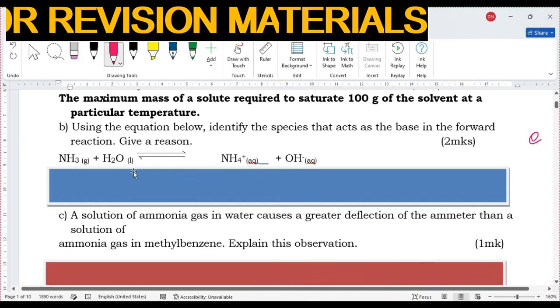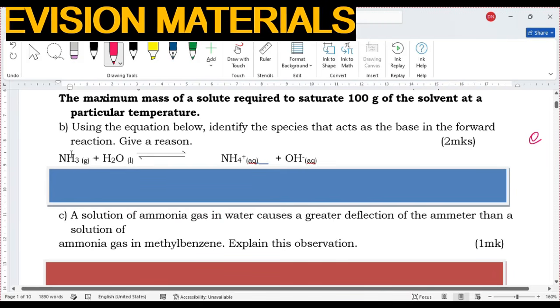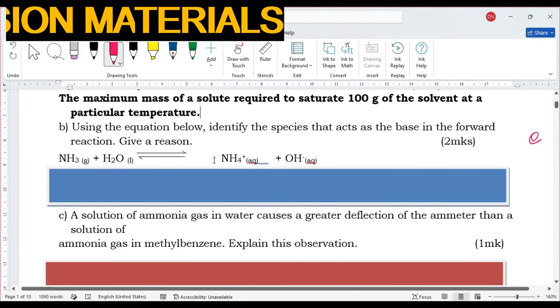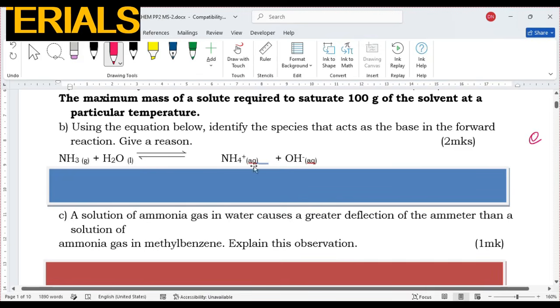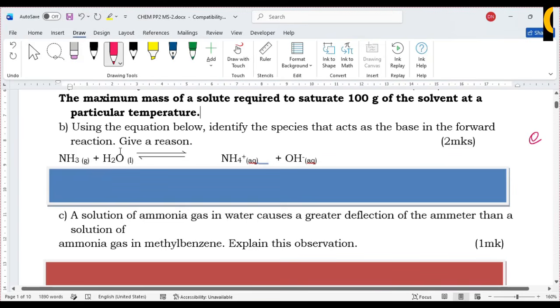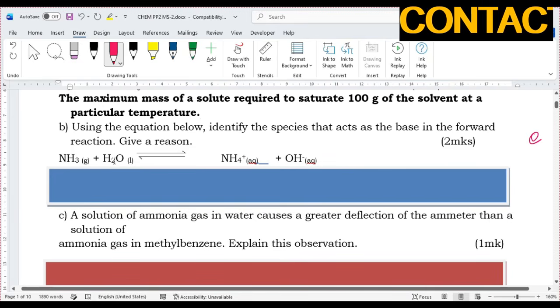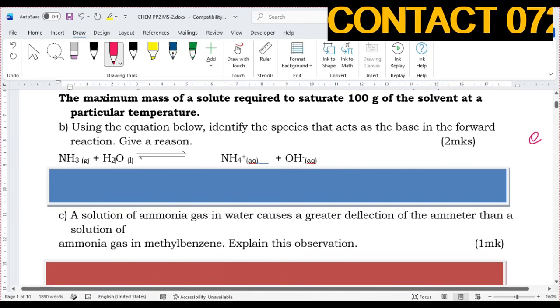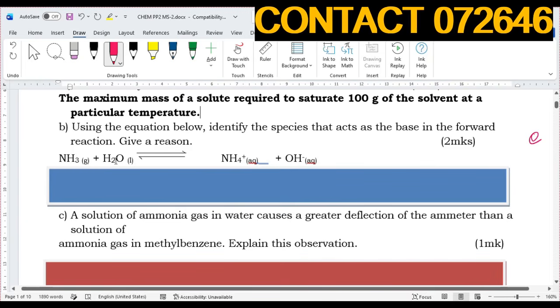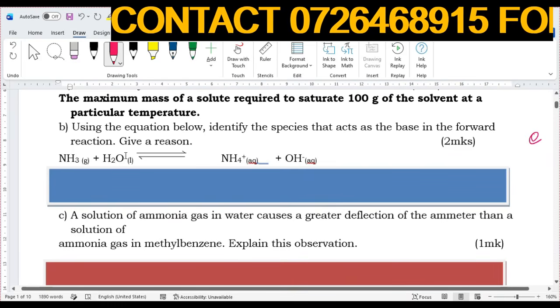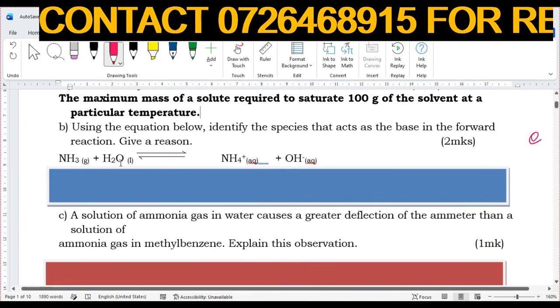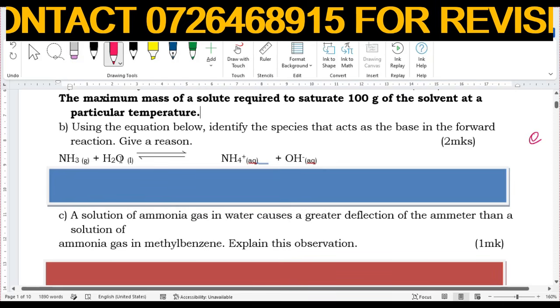Using the equation below, identify the species that acts as a base in the forward reaction. Now look at this equation. This is ammonia and this is water. This is ammonium ion and this is hydroxide ion. So what has happened? Remember the definitions of an acid. You need to know how to define an acid. We have around 3 definitions, but one of the basic ones is that an acid is a substance which dissociates in water to produce hydrogen ions. So any substance which is going to produce hydrogen ions is going to be an acid.